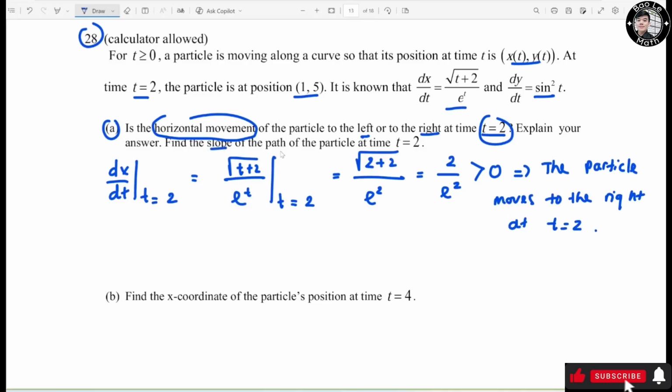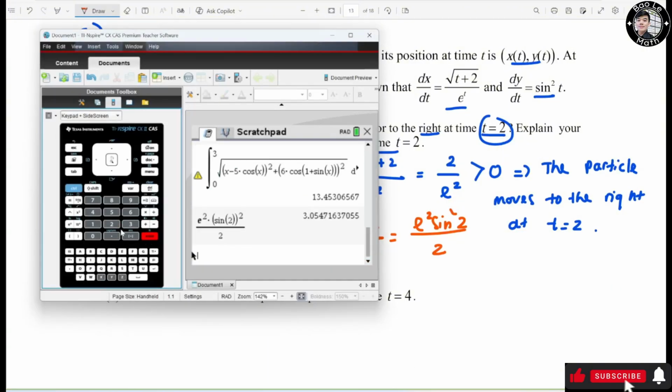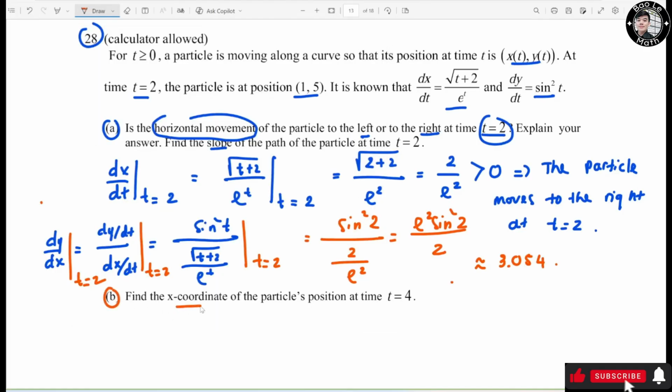Now we need to find the slope of the particle, so we have dy over dx equals dy over dt divided by dx over dt, right? And we need to evaluate this guy at t equals 2, right? It's going to be the same thing as e squared sine squared of 2 divided by 2, right? So we're going to bring up the calculator. Press Ctrl Enter. It's going to be 3.054.